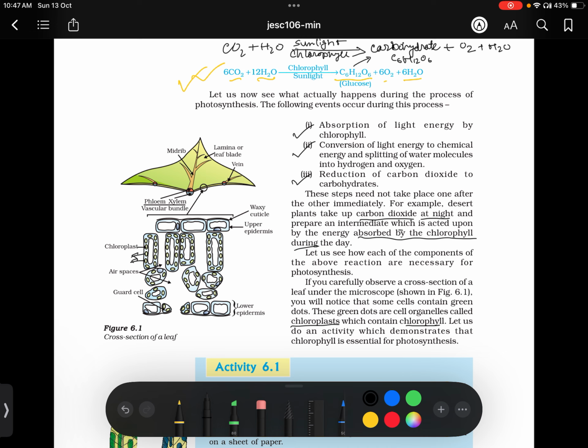Now balancing this reaction, you will get 6, 12, 6 and 6. You have to always balance a chemical reaction, okay? Balancing you will learn in the oxidation and reduction reaction in your chemistry book, so I am not going into the details of balancing a chemical reaction. Your chemistry teacher will definitely make you do all the balancing stuff.